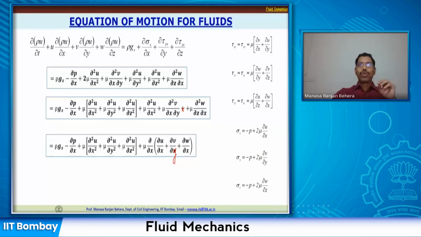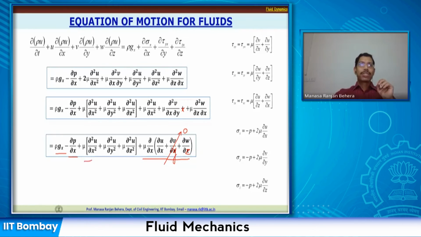This should be ∂v/∂y and this is ∂w/∂z. So now once we have this expression, you can see that this part of the equation is nothing but your continuity equation, and we know that for continuity to be satisfied, this term has to be 0. So this term is 0. Now this whole thing is eliminated.